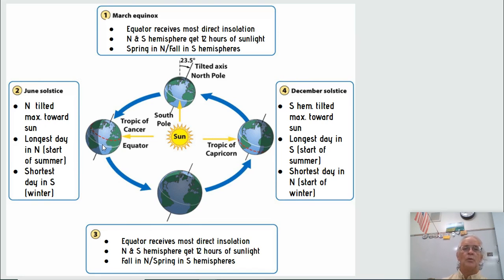What would it be over here? For the northern hemisphere, it would be fall. The equator receives most direct insolation, just like in spring. It gets 12 hours of sunlight, and it's fall in the north and spring in the south. Over here, it's December. Why? Because we see that it's dark right here. It's the longest day in the south, and therefore the shortest day in the north.